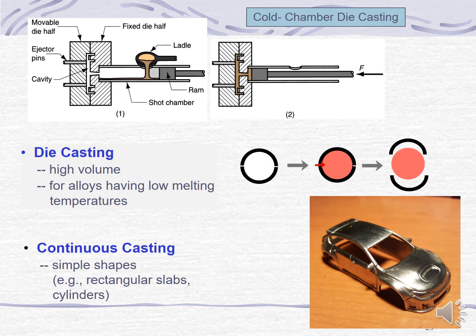There are two ways of doing this die casting process. It can be performed under hot condition, where the metal is in the molten or liquid phase, or cold condition, using a metal billet. In the die casting process, we produce a high volume of products for alloys having low melting temperature. One example of this die casting process is the body of a Hot Wheel car.